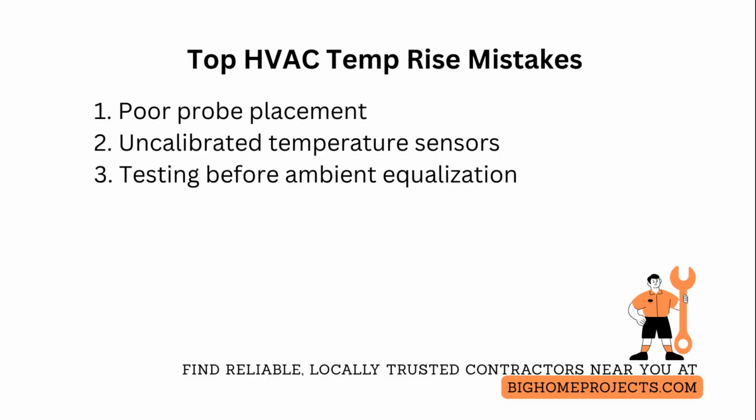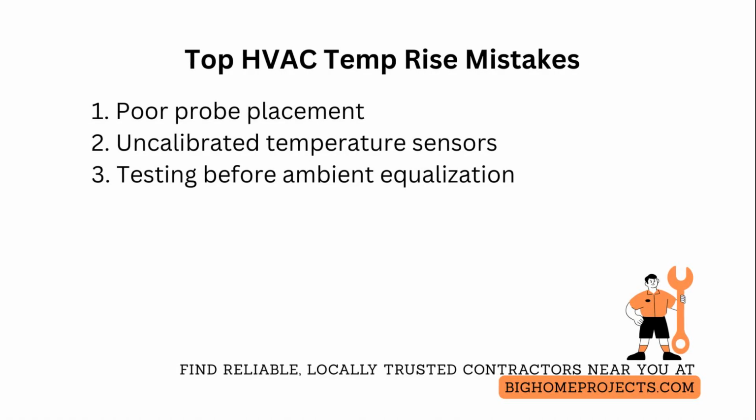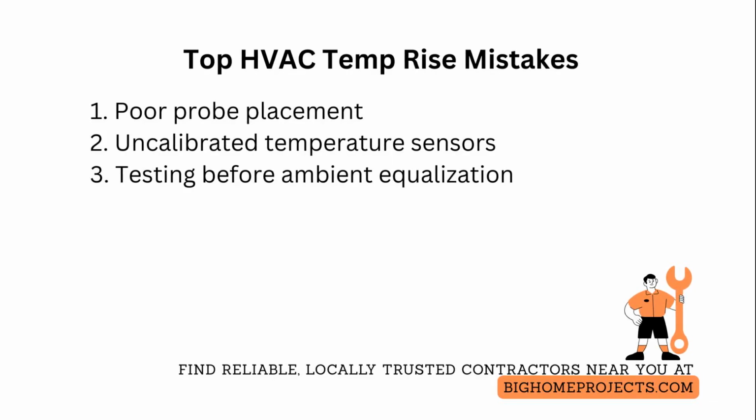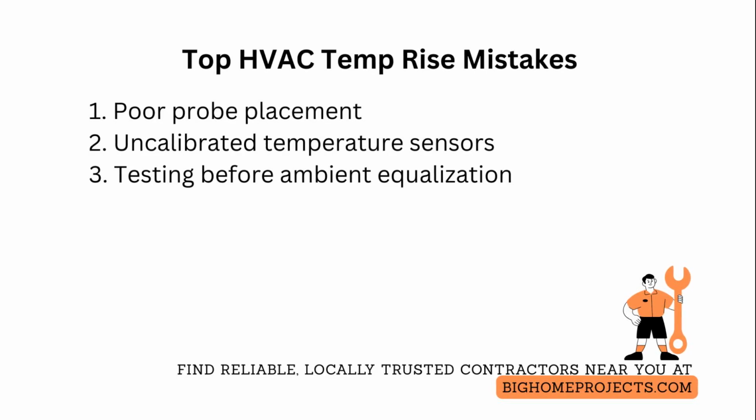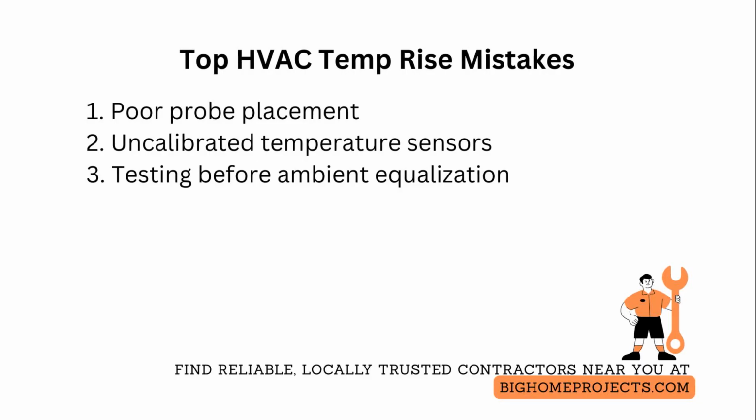One of the biggest mistakes is poor probe placement causing inaccurate airflow cubic feet per minute results. Fix by following the 6 duct diameters rule, averaging at multiple azimuth positions, and securing probes rigidly. One of the most common issues is uncalibrated temperature sensors leading to false temperature differentials. Fix by calibrating against a reference thermometer before each job and replacing probes older than 2 years or showing drift.